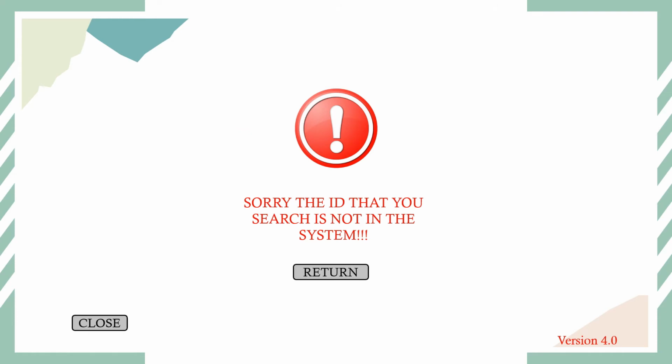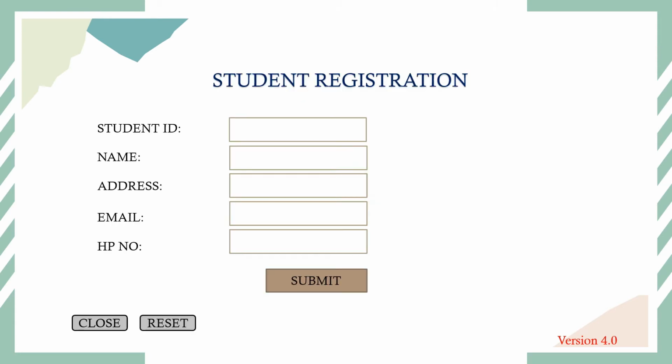So this is after the student ID cannot be reached. It will show a message, sorry, the ID that you searched is not in the system. So you have to click the return button. After you click the return button, the student registration screen will appear. You need to fill in all the details and submit.